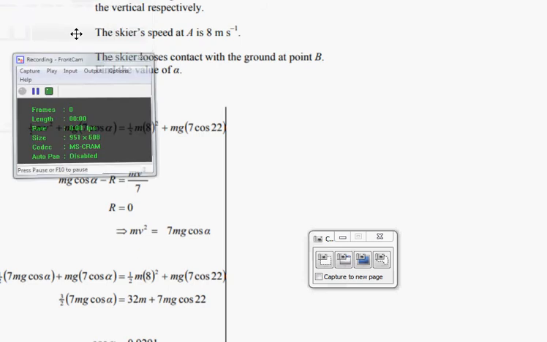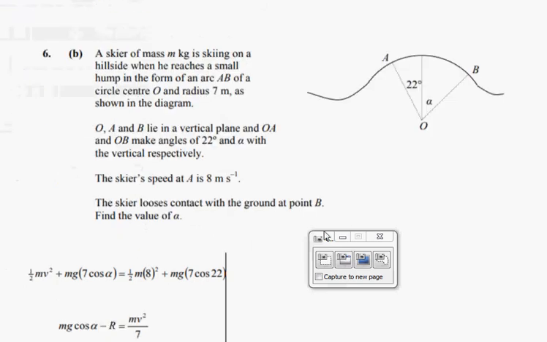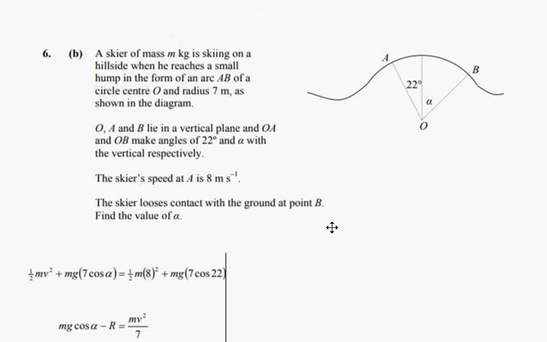Okay guys, this is the 2015 circular motion question. It's very hard to tell it was a circular motion question to start. So what you have is a skier of mass m kilograms skiing on a hillside who reaches a small hump in the form of an arc. The word arc would indicate circular motion, an arc of a circle. Circle O and radius 7. So you know straight away that OA is 7, OB also a gap of 7. Realistically, it's part of a larger circle, so that's what you're trying to picture.